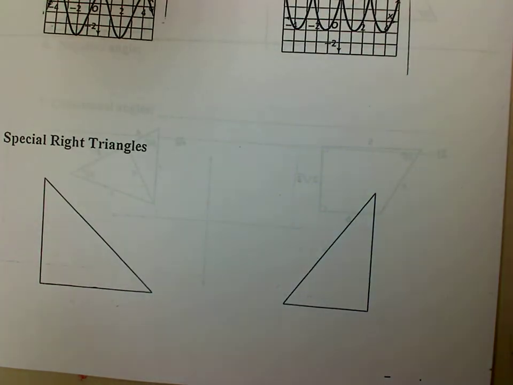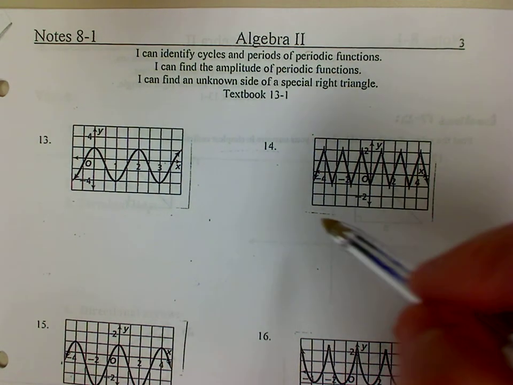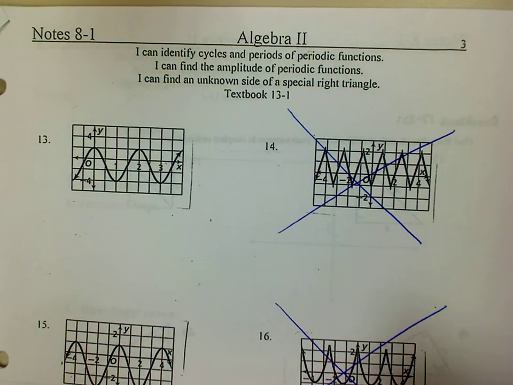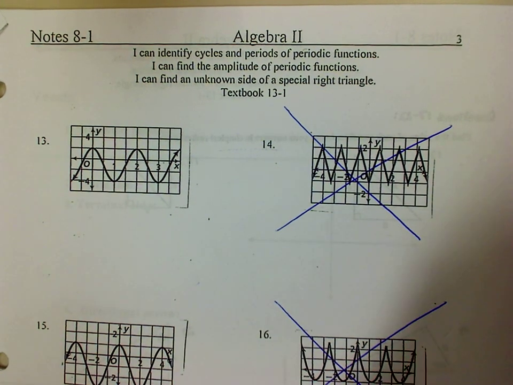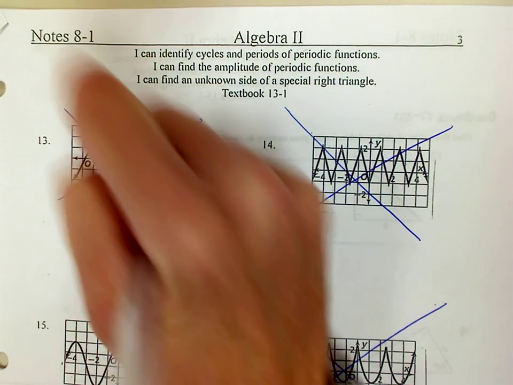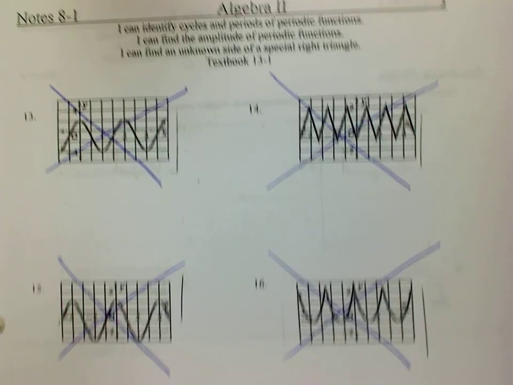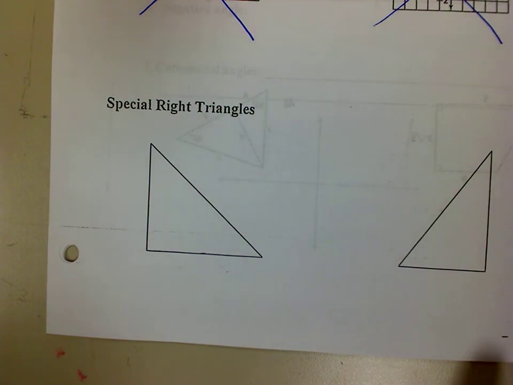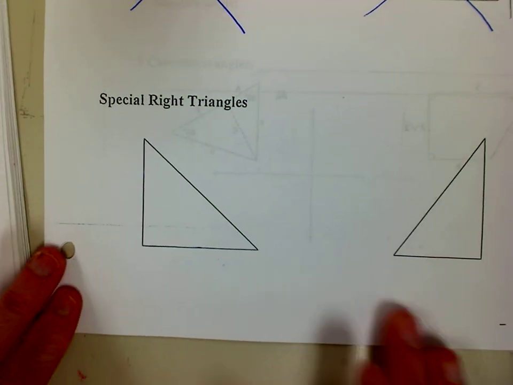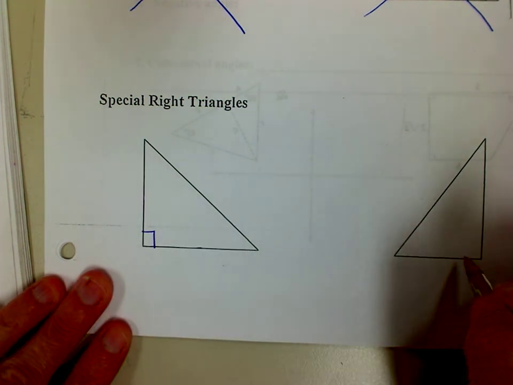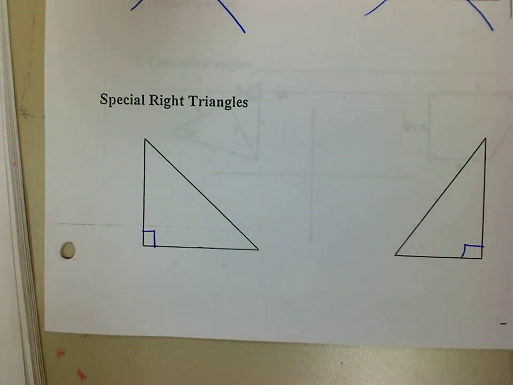All right, moving on. I'm going to cross off 14 and 16. Actually, I think we're good with amplitude, so I'm going to cross off all these. We're going to get on to the next part of this lesson, which are special right triangles. We're going to use this to do the questions on the next page.